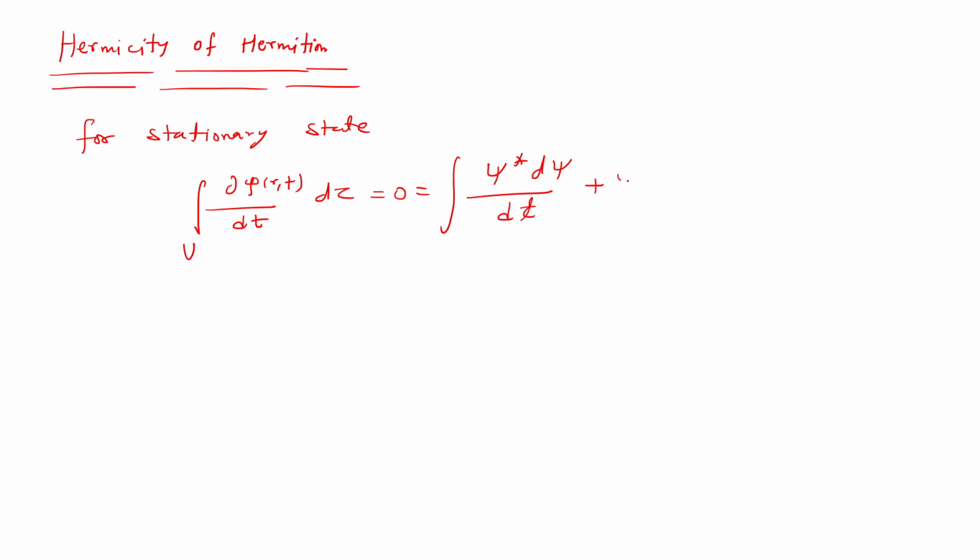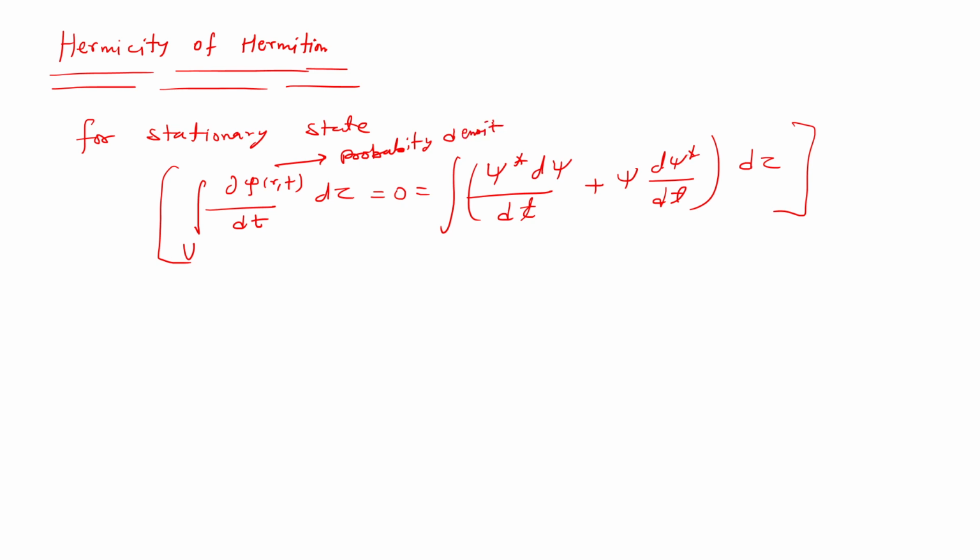And this comes out to be dt, psi d psi star over dt. So this is a very important condition for a stationary state. Here rho of r,t is simply the probability, the probability density. Okay, so now we will establish some relation with probability current density also in the next topic. But first, I will talk about the Hermiticity of a Hermitian operator, which is very, very important.